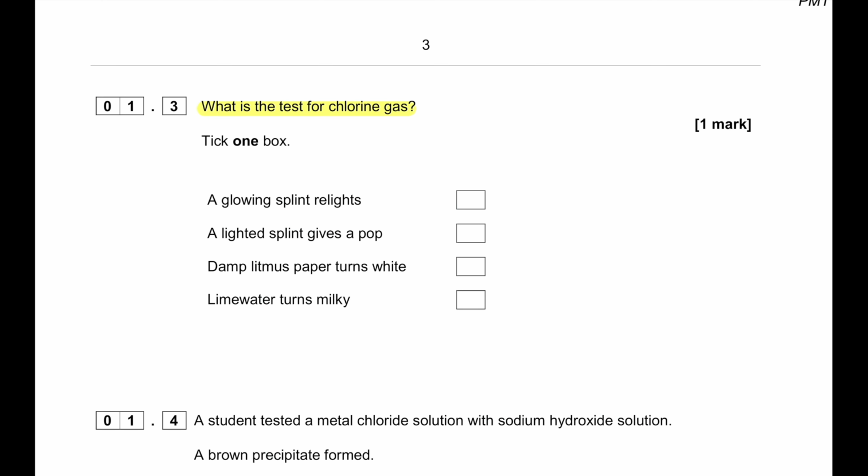What is the test for chlorine gas? If we want to test for chlorine gas, it can be tested with damp litmus paper. As we put the damp litmus paper, for example, if we put a damp blue litmus paper, initially it turns red and then it gets bleached, so it will turn white.